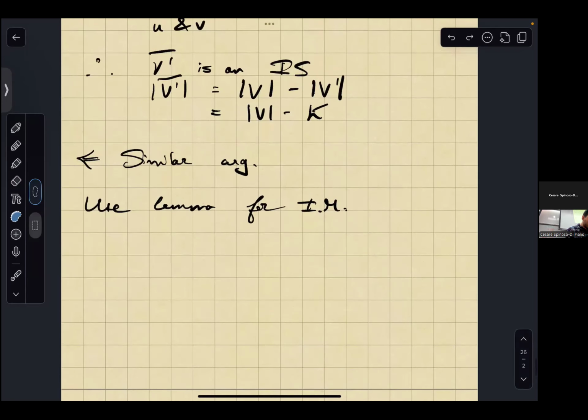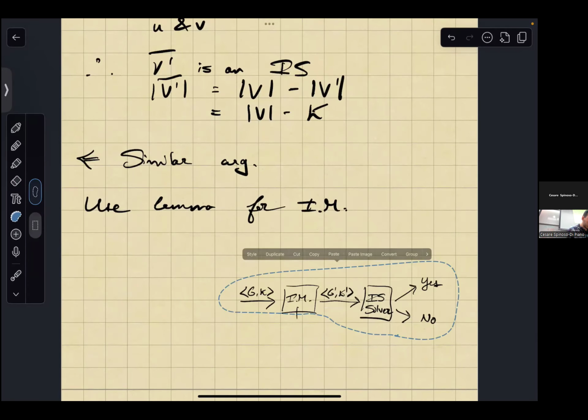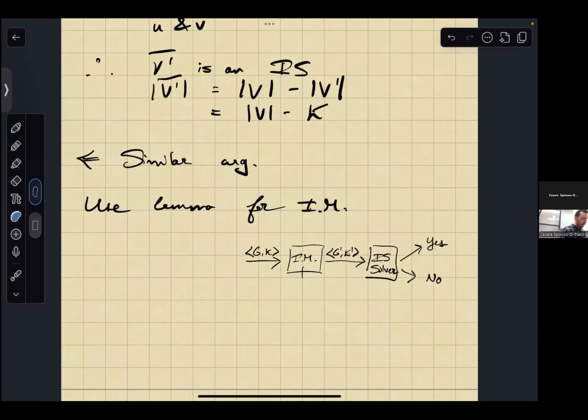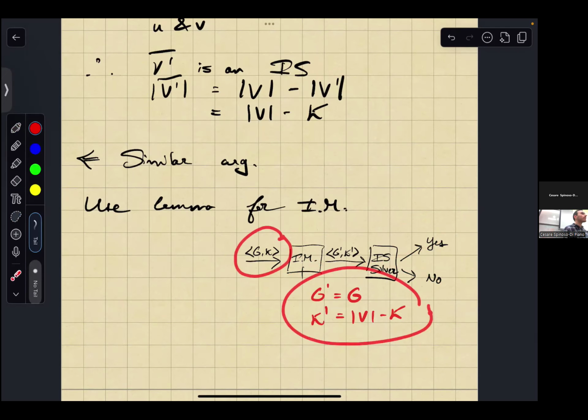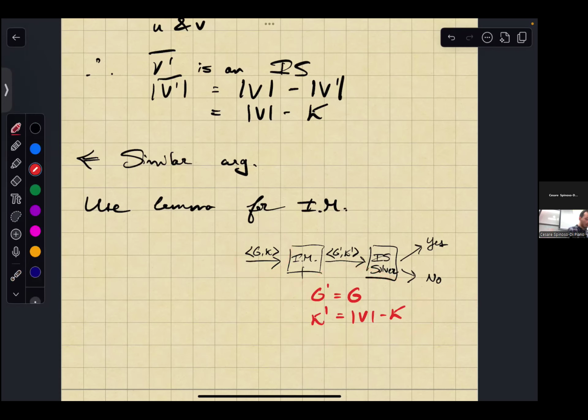Okay, right. So remember, I wanted to do something like this, where I preserved yes to yes, no to no. But now the lemma tells me how to do this. I'm just going to say, make G prime the same as G, and make K prime V minus K. And by the lemma, I know that the answer to this is yes if and only if the answer to this is yes. But that's the instance that I'm giving to the independent set solver. Nice. Okay, cool. So then this is going to be the instance modification.